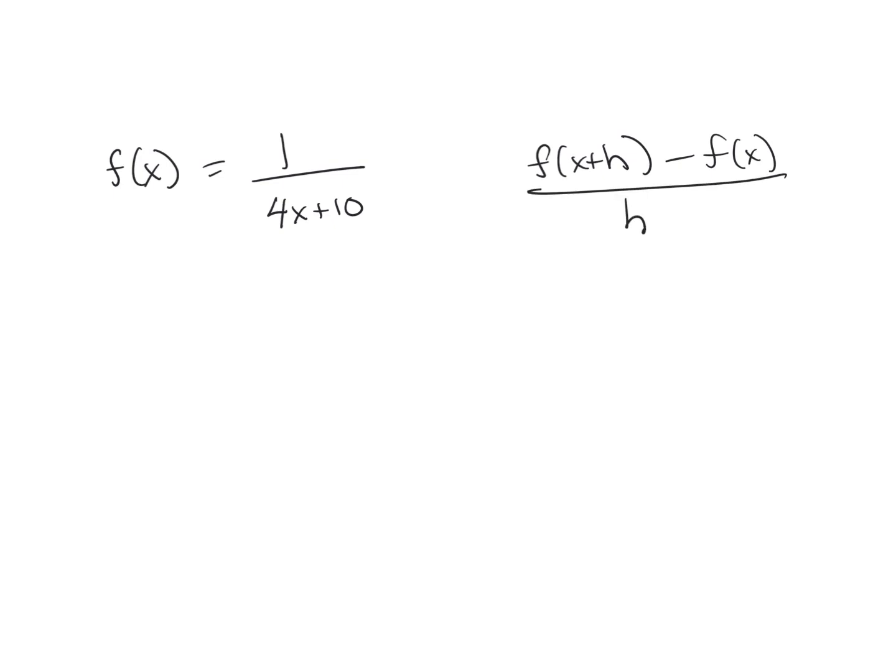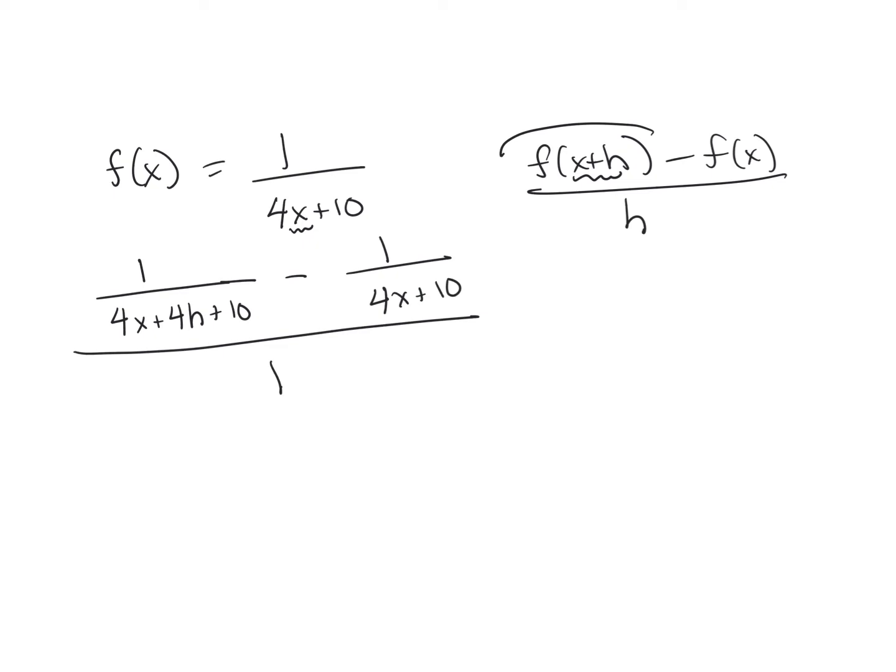All right, so let's do it step by step. First, I put in f of x plus h. So this is 1 over 4x plus 4h plus 10. That's what happens when I put x plus h in for x here. Distribute the 4, I end up with that. Minus f of x, which is just the same. This whole thing all over h. In order for me to simplify this, I need to find a common denominator.